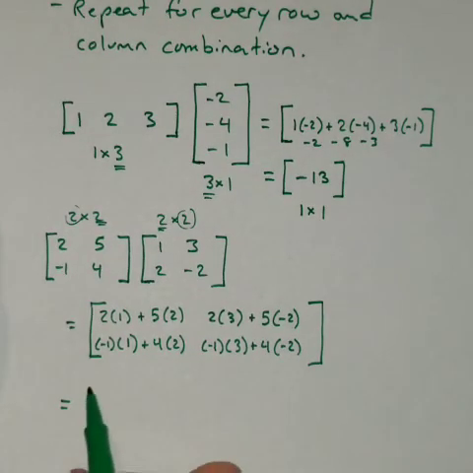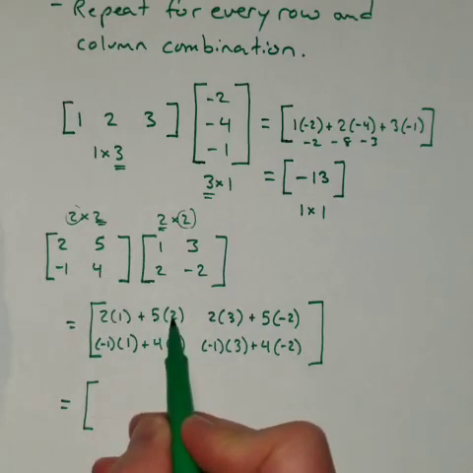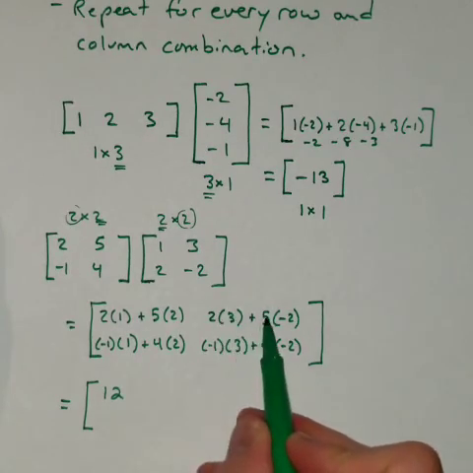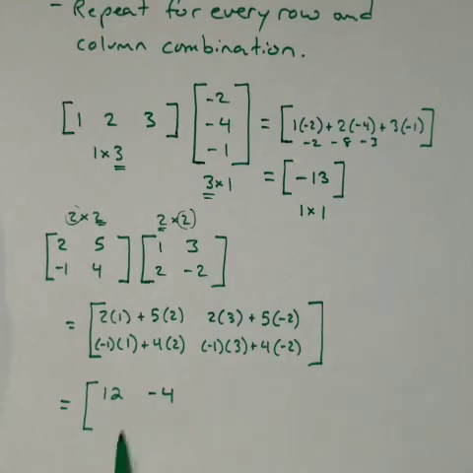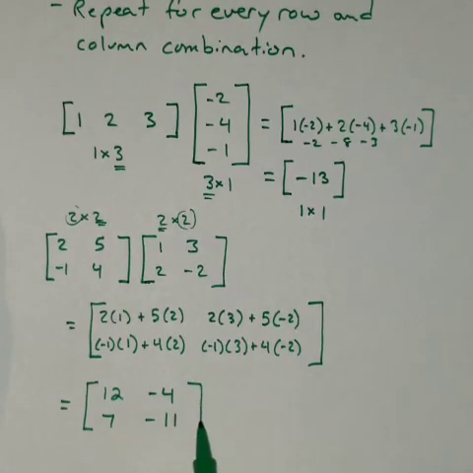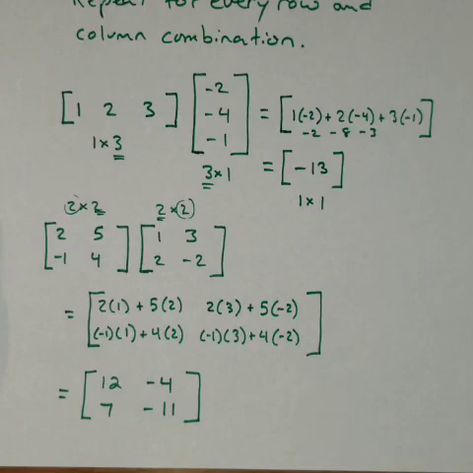Right, now when I add these together, 2 times 1 is 2, 5 times 2 is 10, 2 and 10 make 12, 2 times 3 is 6, 5 times negative 2 is negative 10, 6 minus 10 is negative 4, this is negative 1, this is 8, that'd be 7, this is negative 3 and negative 8 make negative 11. Okay. So again, we have a 2 by 2 matrix in our final answer. Alright, so hopefully you can start to see where those combinations are coming from.